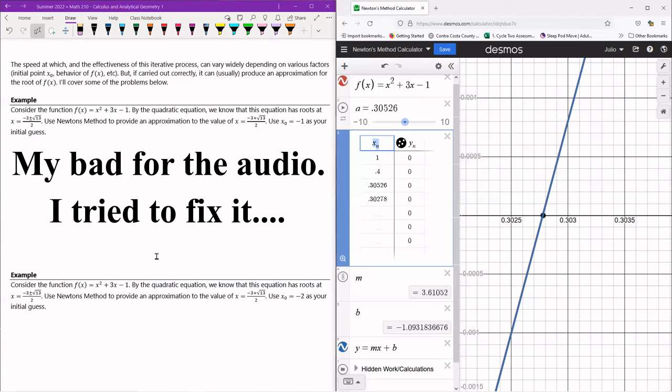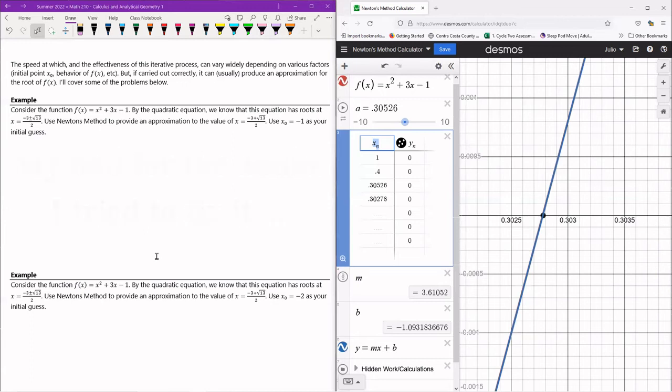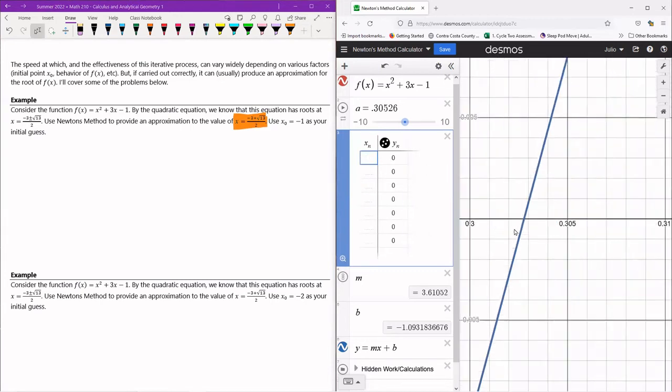So let me go ahead and do the first. It's the same equation. We are still trying to approximate the same value, the positive one, so -3 plus the square root of 13. But this time, we are going to start at a simple -1. So I'm going to get rid of this right here. Okay, I'm going to run that.